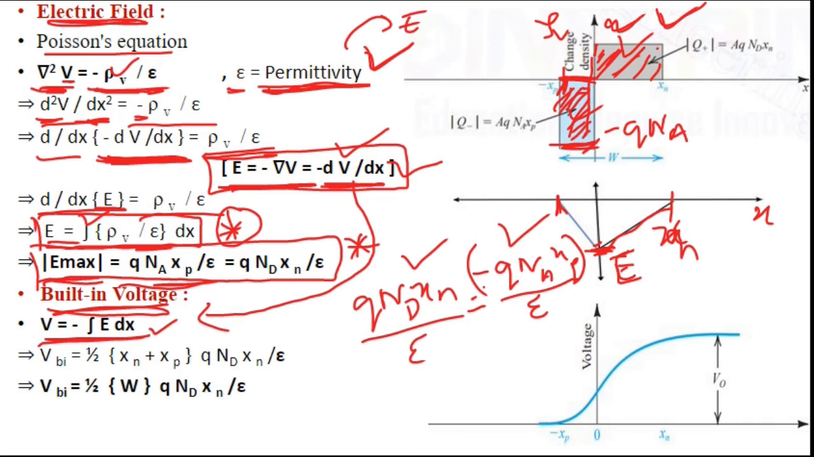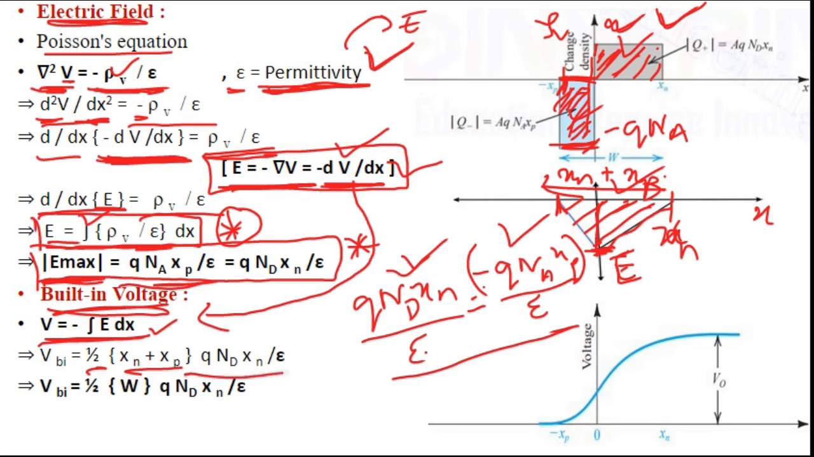So your potential is nothing but the integration of the electric field. What do we mean by integration of the electric field? That is the area of this triangle formed by the electric field. So we know the triangle formula, it is half into base into height. So what is the base here? Base is the W, that is xn plus xp. And what is the height here? Height is either q times of nd xn by epsilon, or q times of na xp by epsilon, that is E max is your height. So we can substitute here, half into base, that is xn plus xp, into q times of nd xn by epsilon.